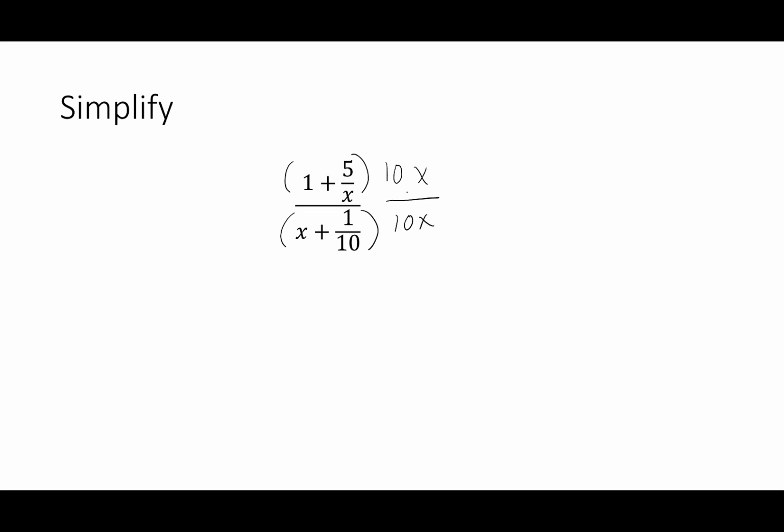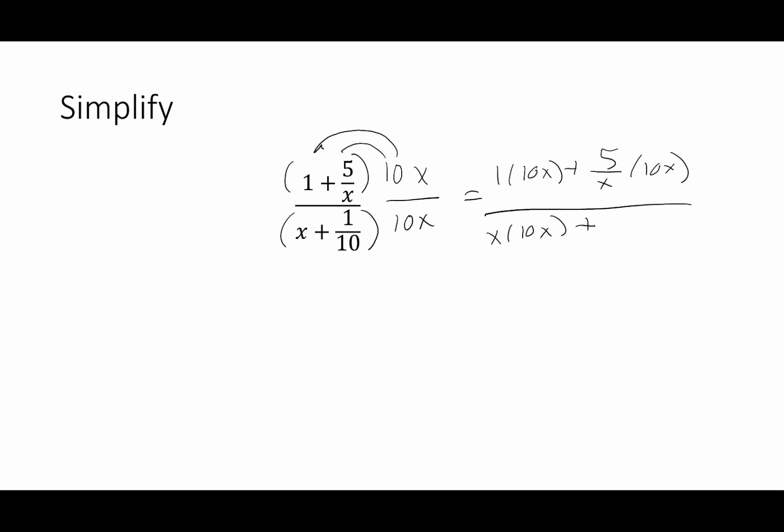So I'm going to multiply the numerator and denominator by 10x. It's important that I'm doing the same thing to both. That way 10x over 10x is 1. When I multiply by 1, I don't change the value of the expression. I just kind of change the look of it. I need to distribute. So I have 1 times 10x plus 5 over x times 10x. Same thing in the denominator. I have x times 10x plus 1 over 10 times 10x.